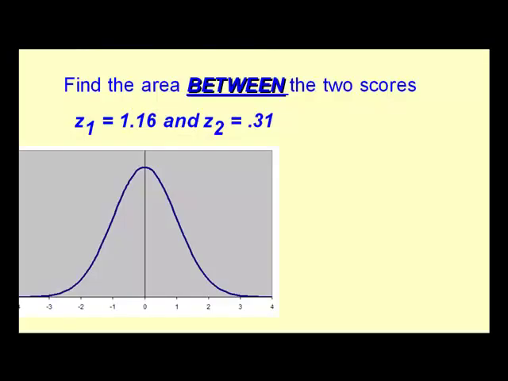So if I ask you to find the area between 1.16 and 0.31, 1.16 is 1.16 standard deviations above the mean, and 0.31 is 0.31 standard deviations above the mean. But I'm not looking for either area. I'm looking for those that are between.